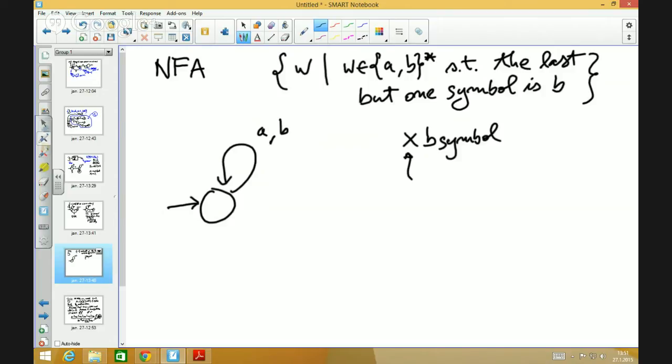Now, at a certain point, I see a symbol. If it's a B, I can say, okay, let me make a guess, an inspired guess. That's the penultimate one. It's the one but last. Now I only want to see an A, and then the string should be finished. Or a B. I want to see one more symbol. Bingo. That's the NFA.